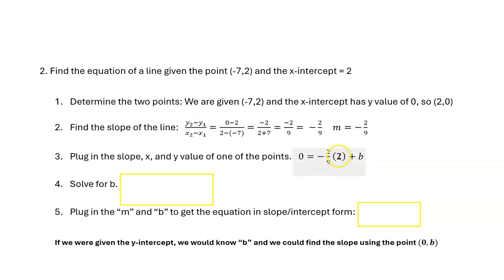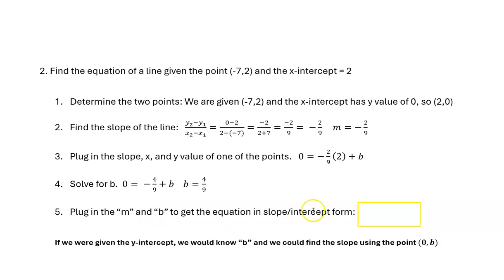So we're gonna simplify that. That looks like -4/9 plus b equals 0. Well, sorry, b equals 4/9 because -4/9 plus b is 0, and if we add 4/9 to both sides, we get b equals 4/9. And it doesn't matter which side of the equation your b is on.